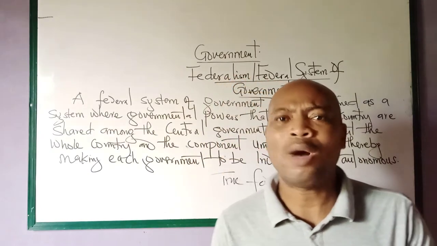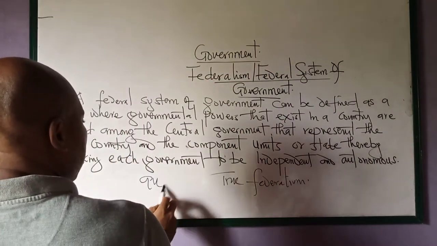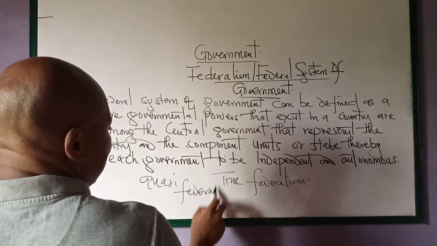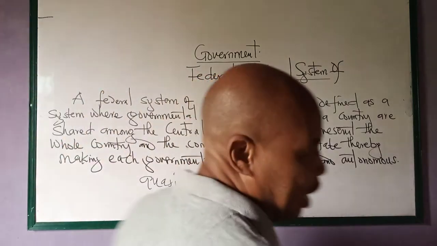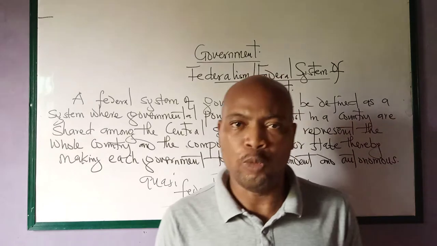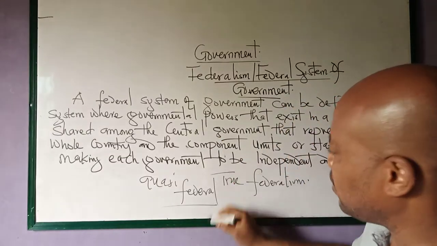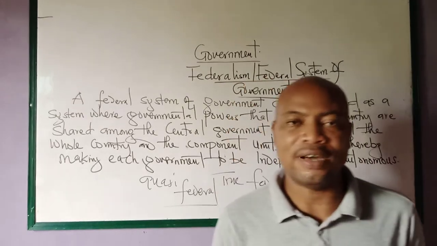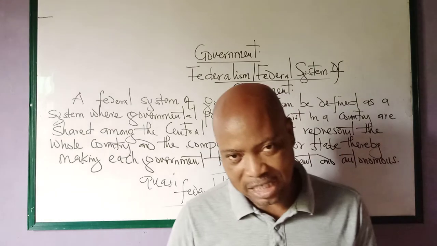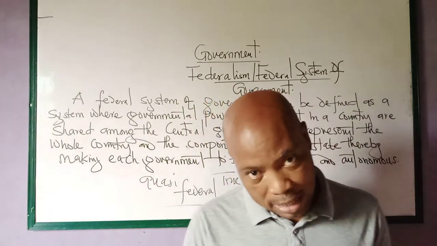Then we also have what we call quasi-federalism. When you're talking about quasi-federalism, it means that the component units are not totally free. They are not totally independent, or completely autonomous. So there's a difference between true federalism and quasi-federalism. In a federal system of government, powers are shared between the center and the component state or component unit.